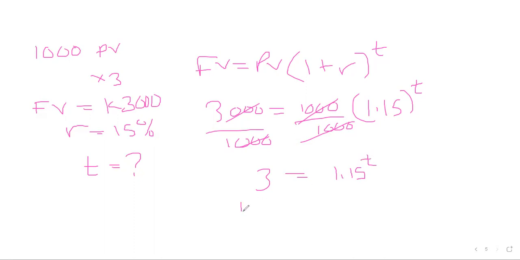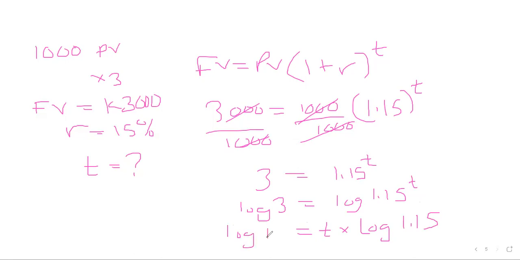The only way we can do that is by introducing a log. So here we're going to have log 3 and log 1.15. It is only the log that will cause this t to fall down. So when it falls down, we're going to have t times log 1.15. To calculate for t, we divide both sides by log 1.15. So log 3 divided by log 1.15 will give us the value for our time.